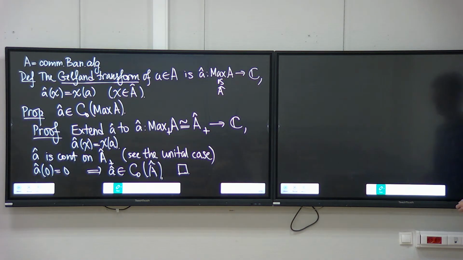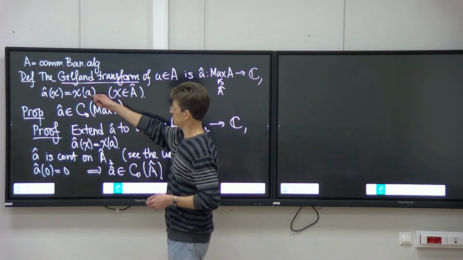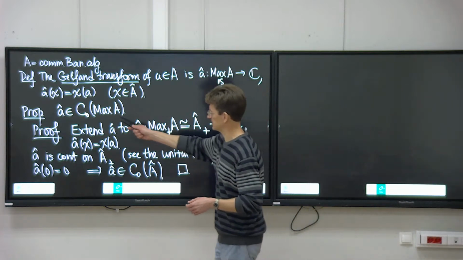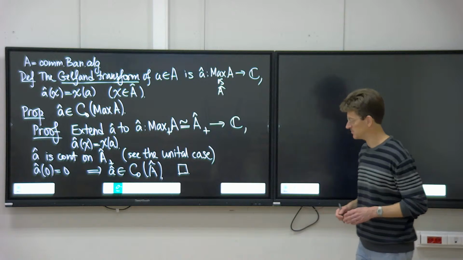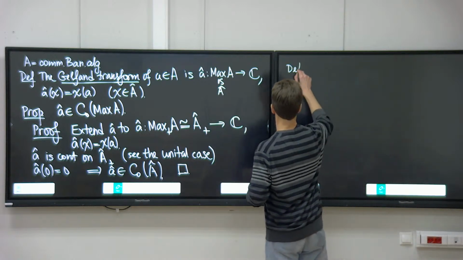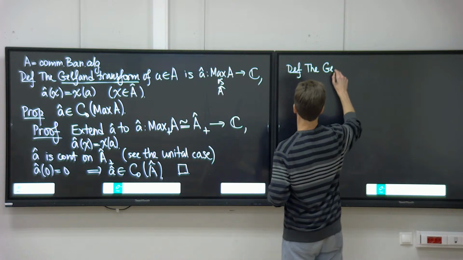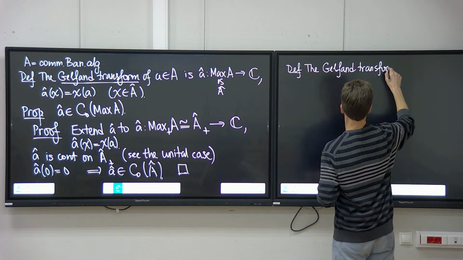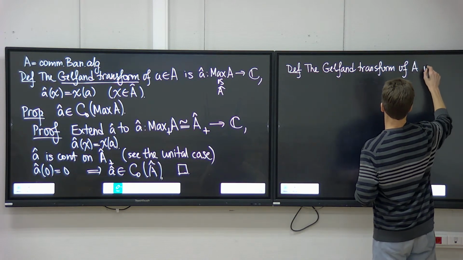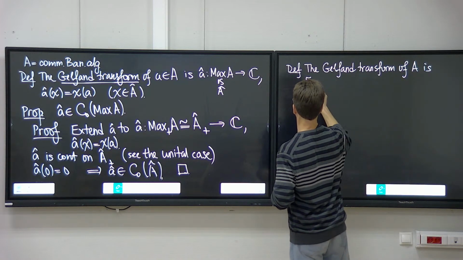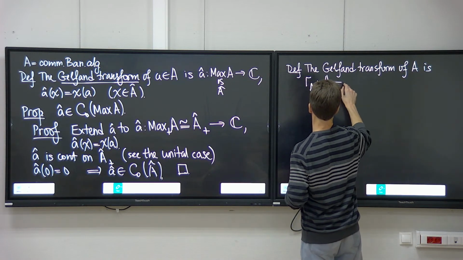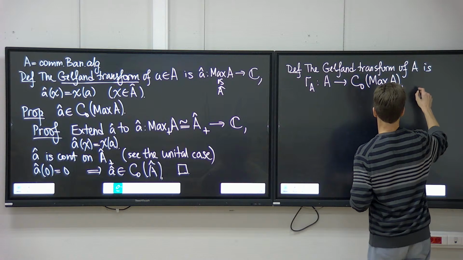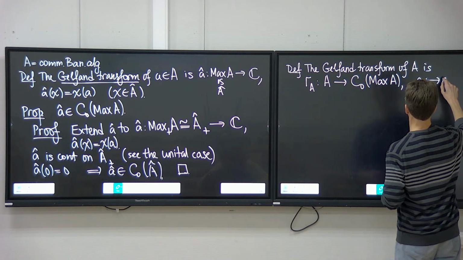So now if we take every element in A to its Gelfand transform, we obtain a map from A to the algebra C0 on the maximal spectrum. And this map is called the Gelfand transform of our algebra. The Gelfand transform of A is a map gamma, which acts from A to the algebra C0 on the maximal spectrum of A, and it takes every element little a to the function A hat.